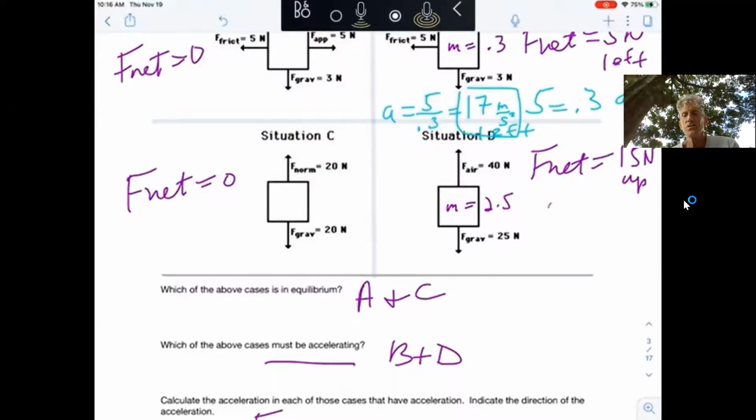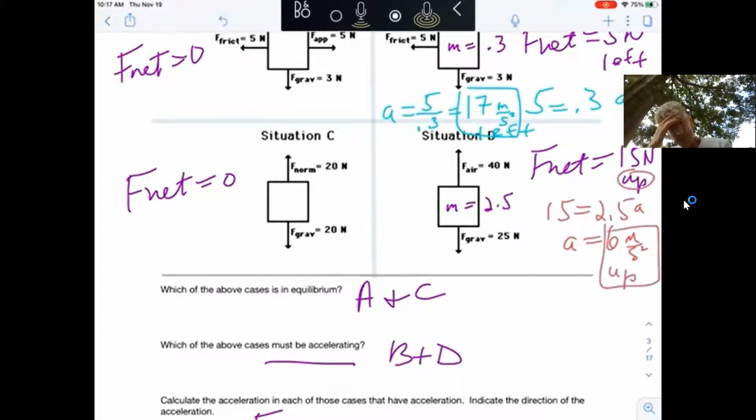Okay, so let's go to situation D. F net is 15, the subtracted two forces, equals 2.5 times a. Move the decimal point to the left one place, divide through, and you get 6 meters per second squared. What direction? In the direction of the bigger force, up. Okay.